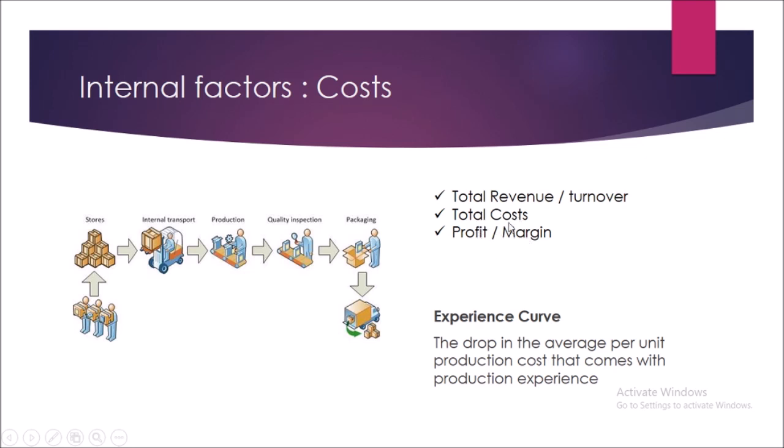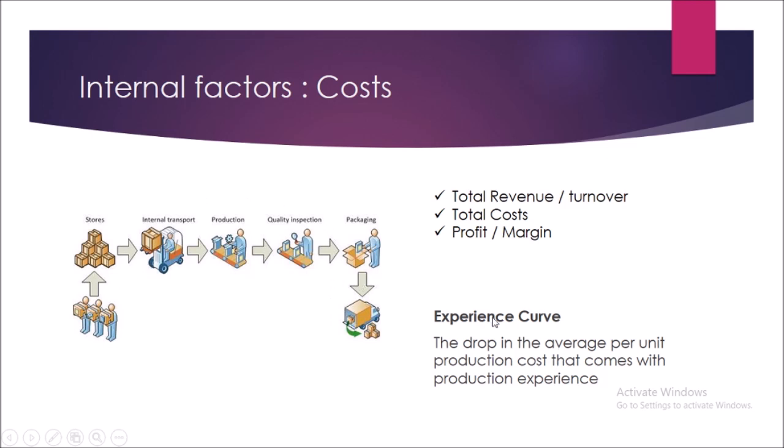So whenever you decide on the price, you must consider all these aspects. Your total revenue and turnover will be decided by this, because if the price is high, people won't buy your product. The total cost will be determined by all these value additions, and finally your profit margin. The net result between costs and revenues will be determined by these internal and external costs.